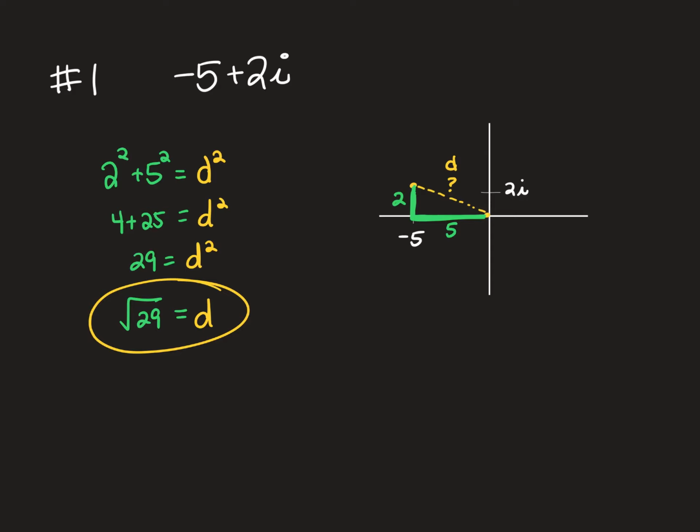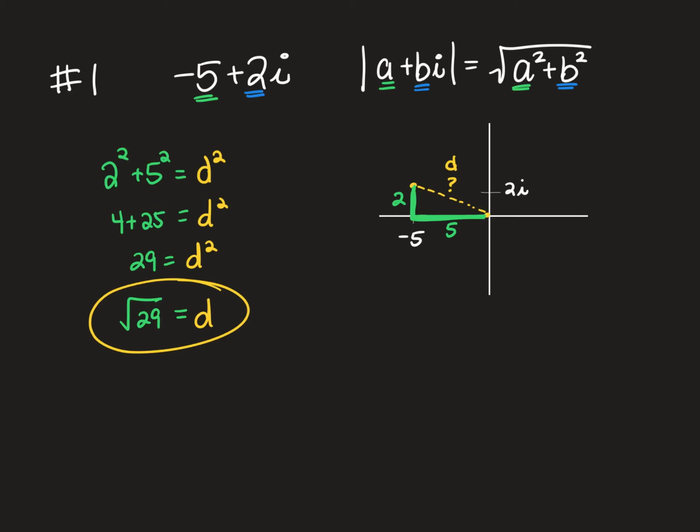Now, you can do this with the formula, and we kind of wrapped up the video with this, a plus bi, to find the absolute value. It's just the square root of a squared plus b squared. So in our formula, a corresponds to the real component, whereas b corresponds to the coefficient of the imaginary component.